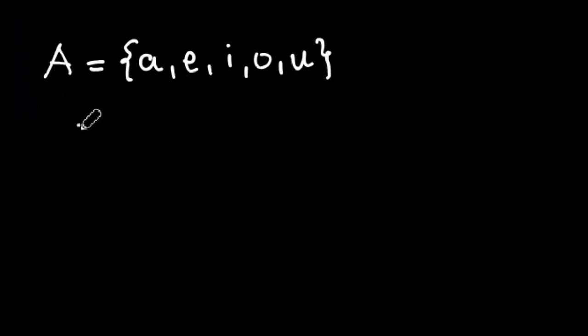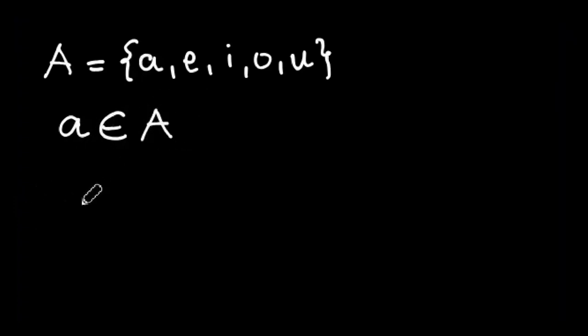And you know what? Since A belongs to the set A, therefore, A is an element of set A. So, how do you read this? You can read this as A is an element of set A. Again, A is an element of set A.